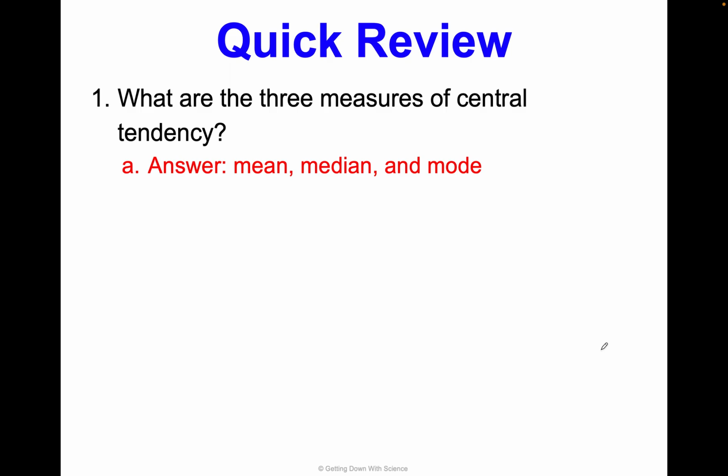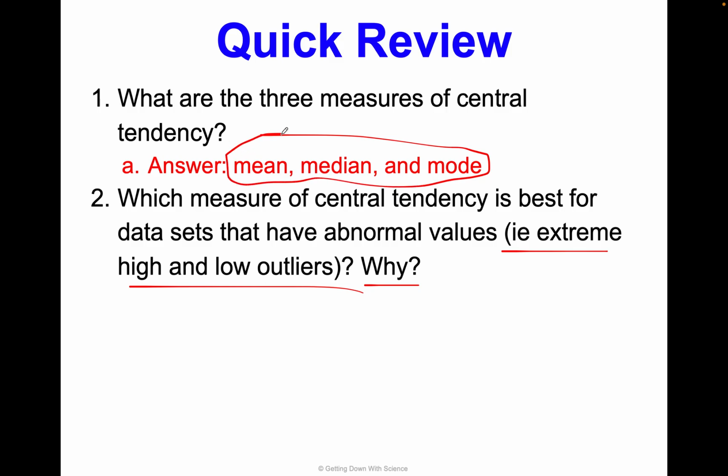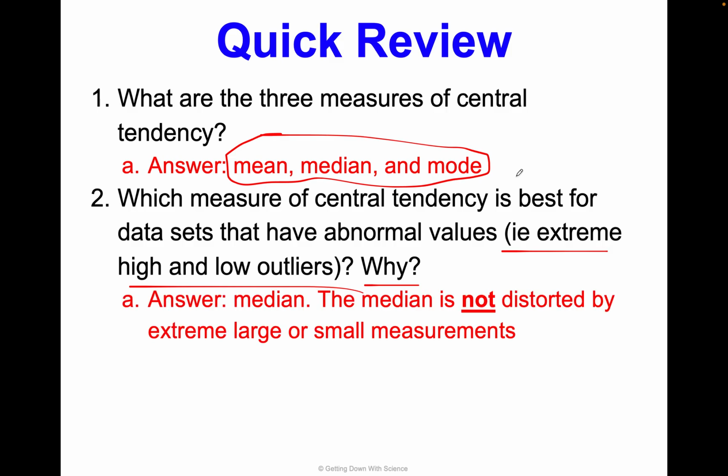And if you said mean, median, and mode, you would be correct. Which measure of central tendency is best for data sets that have abnormal values, extreme highs and lows, and why? It's one of these 3. Pause if you want to write that down. I'm going to show the answer in just a sec. Great. Median. Median is the answer here.